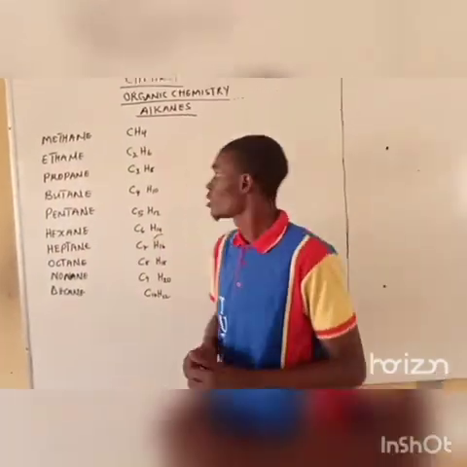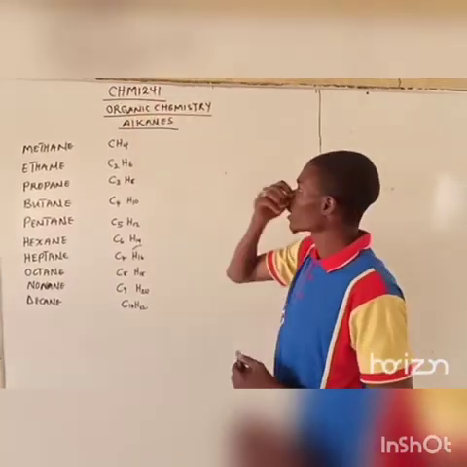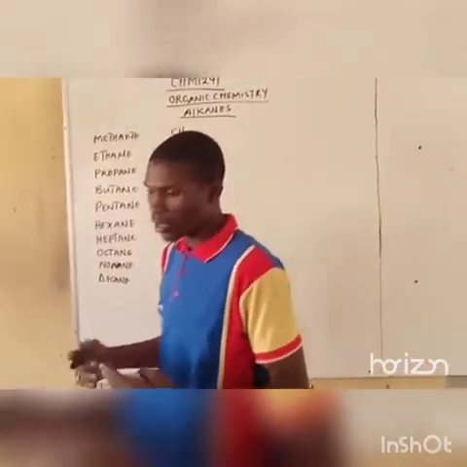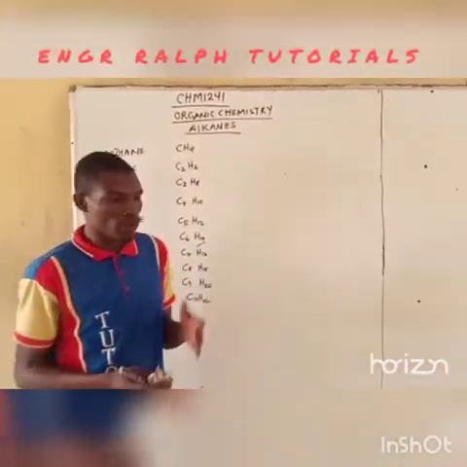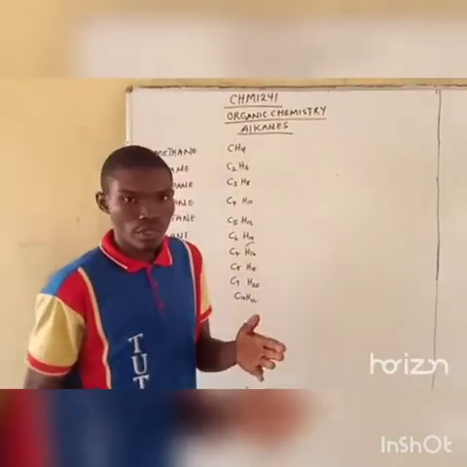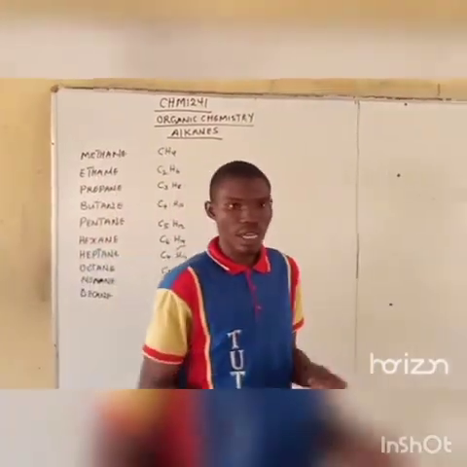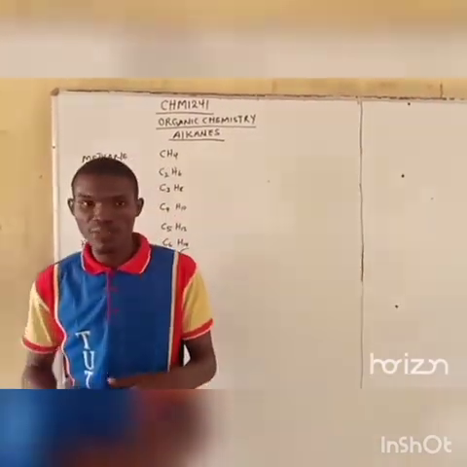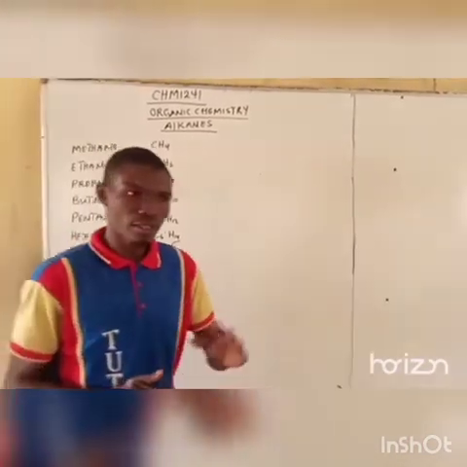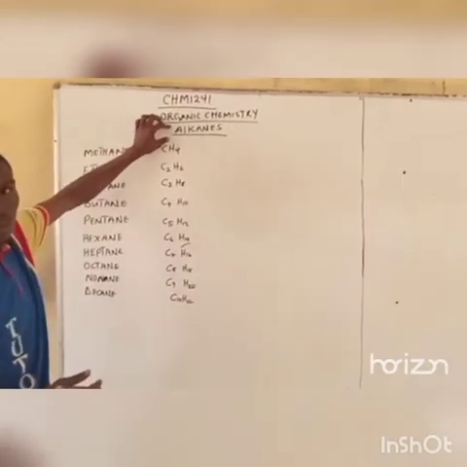Once again, it's Mohammed. So today we'll be talking about Chem 1241, organic chemistry. Organic chemistry is the study of carbon and its compounds, and one of the branches of organic chemistry is hydrocarbons. In hydrocarbons, there are three types: alkanes, alkenes, and alkynes. Although in alkanes we also have cycloalkanes and straight chain alkanes, they are all under alkanes. So today we will be starting with what we refer to as what?